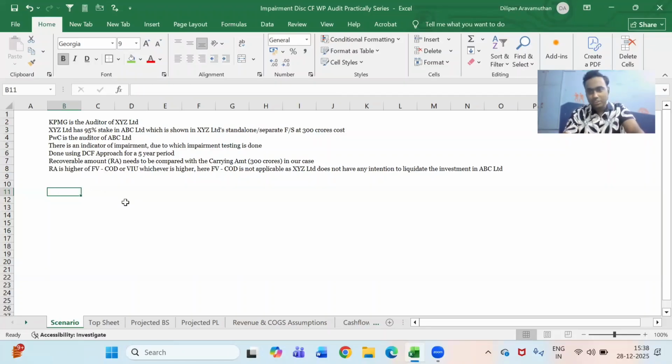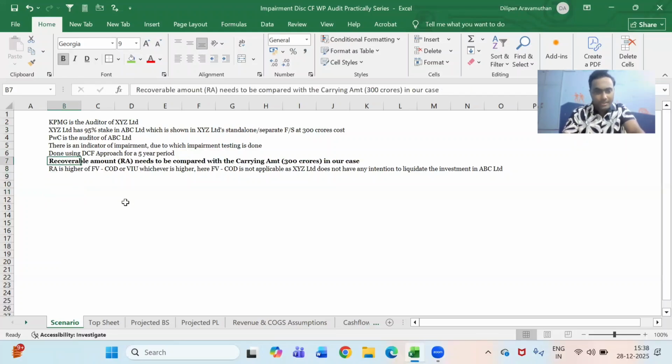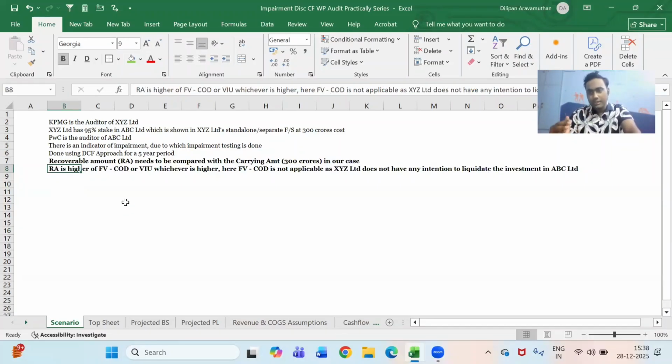So basically, guys, just to give you a recap about Ind AS 36, it talks about one major term, recoverable amount. Recoverable amount is basically the higher of fair value less cost of disposal or value in use, whichever is higher. Guys, what is fair value less cost of disposal? Fair value less cost of disposal is basically fair value, which is computed in accordance with Ind AS 113, minus the cost of disposal. That is the cost required to dispose of the investment, which in our case is referred to as cost of disposal. So it is basically fair value minus cost of disposal or value in use, whichever is higher.